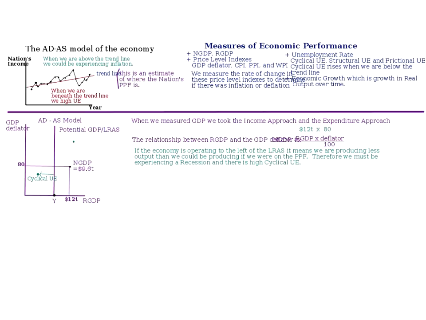Okay? So if we're on the right side, if the economy is operating to the right of the LRAS, it means that we are trying to demand more output than we can produce if we were on our PPF.